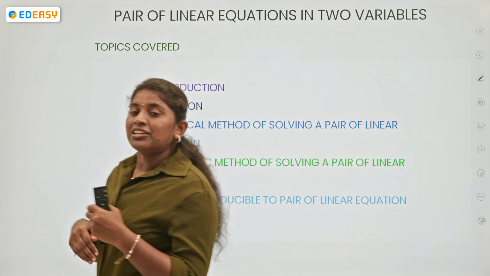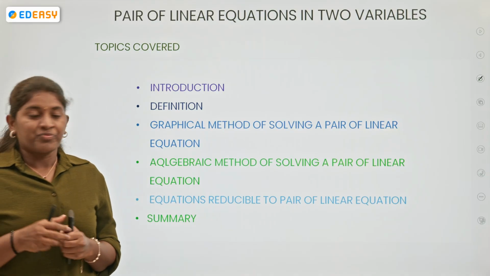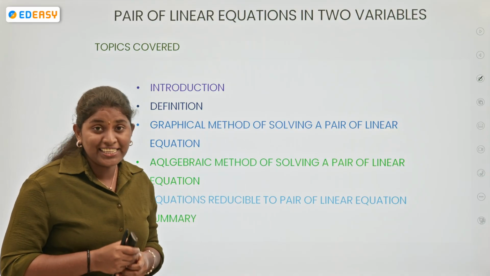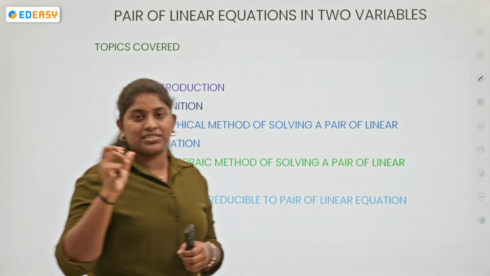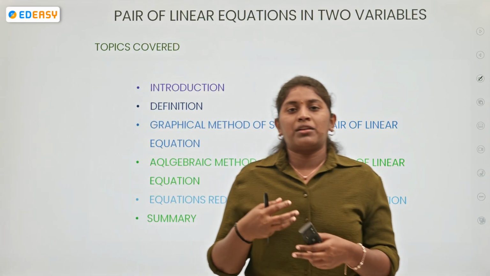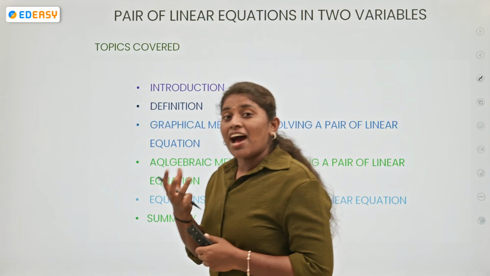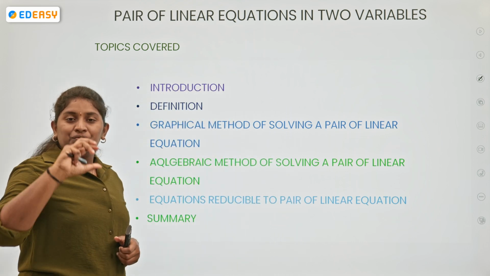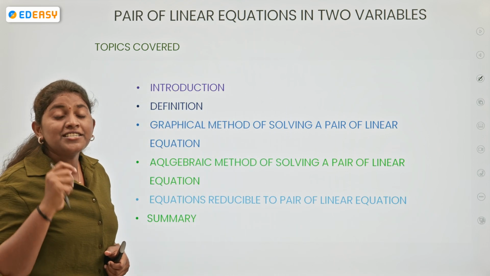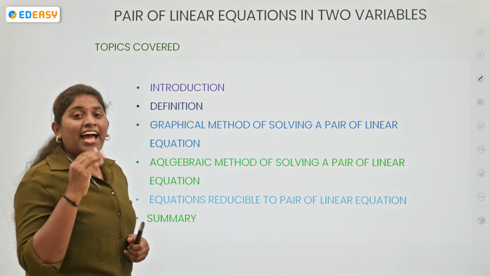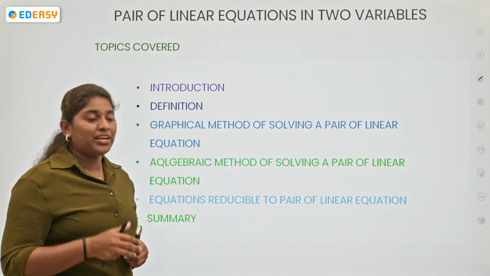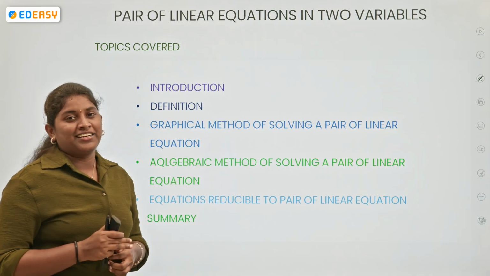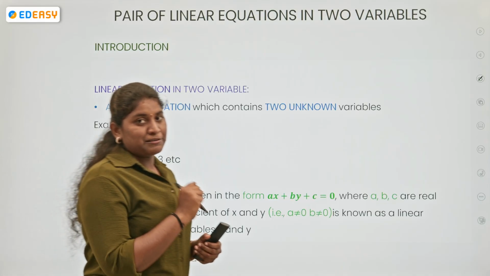After that, we will solve some problems on equations reducible to a pair of linear equations. That means they will give some questions, like age problems, and they will ask you to form the linear equations from there. We need to form the pair of linear equations from the given conditions and solve them. And finally, we will once again summarize the concepts. Clear? Let's see the introduction part.